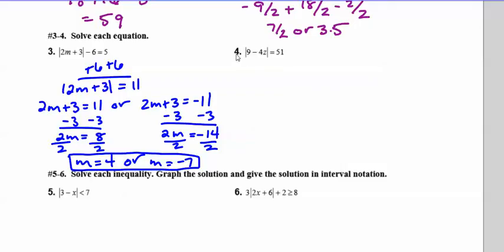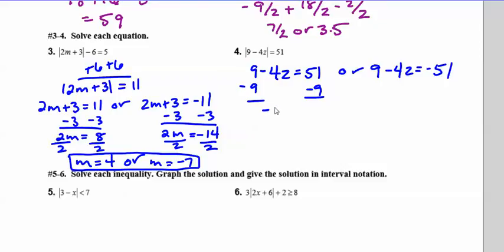In problem 4, the absolute value is already isolated, so I just write two different equations. 9 minus 4z equals 51, or 9 minus 4z equals negative 51. So the 9 is positive. I'm going to subtract the 9, and I get negative 4z equals negative 42. And then divide by negative 4. And we're going to get z equals 10.5.